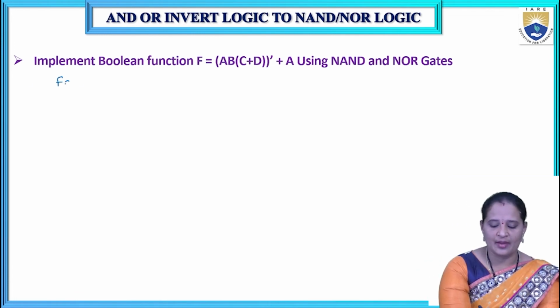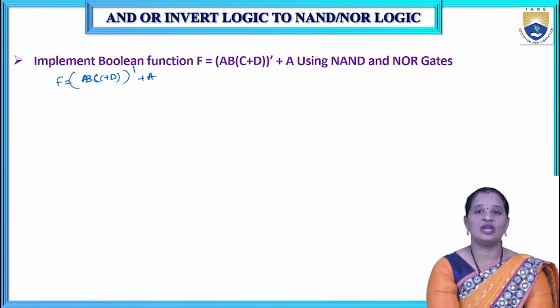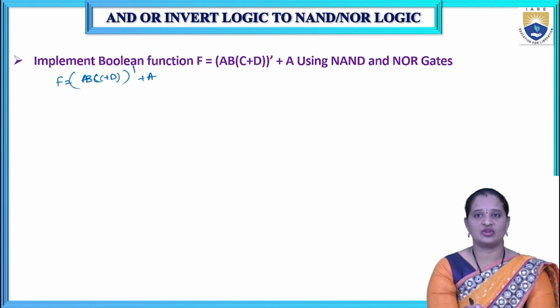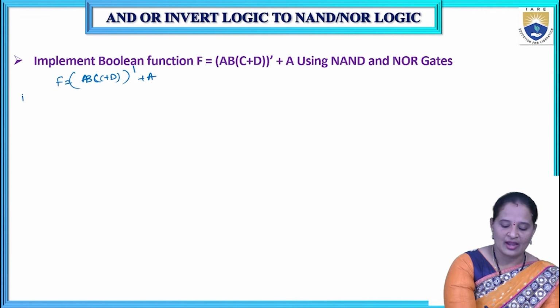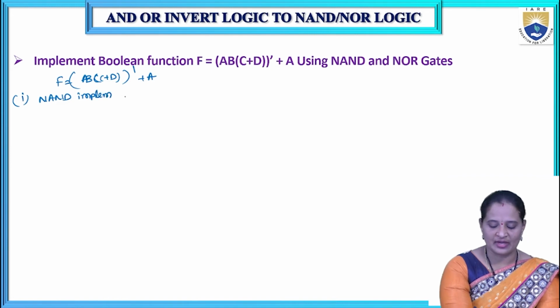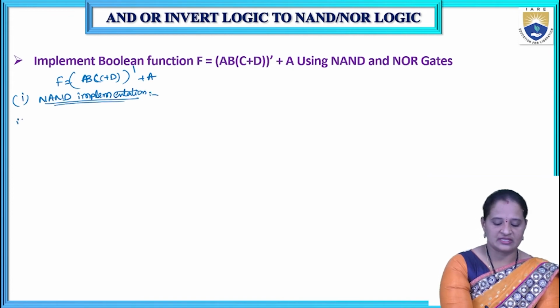What is that? I want to implement a function AB into (C plus D), whole complement, plus A. Okay. So this is my Boolean expression. So now I want to implement this one using NAND or NOR logic. First I want to implement using NAND gate. So that is NAND implementation. So first step. What is the first step?